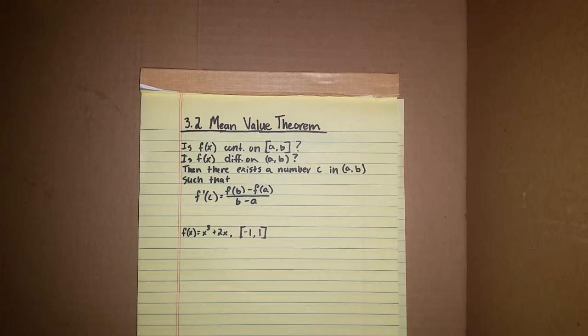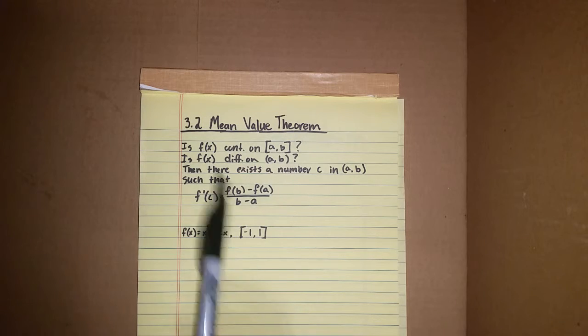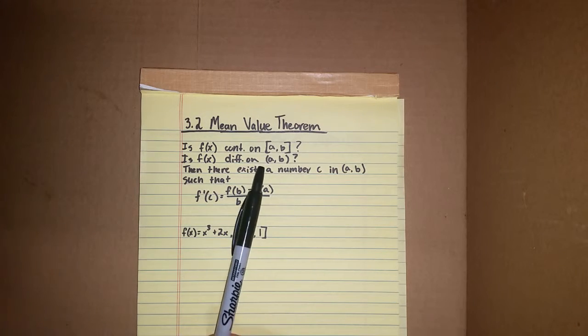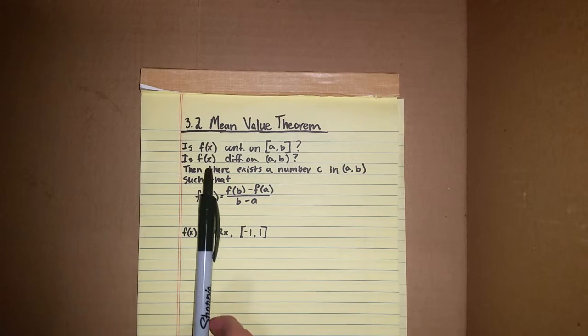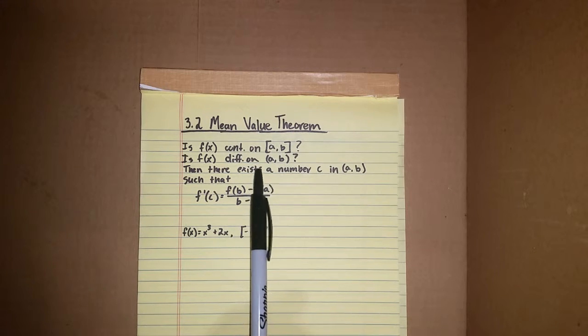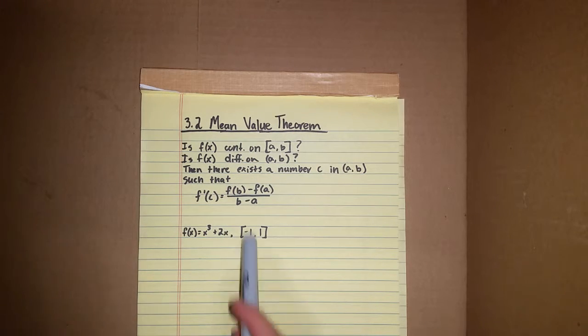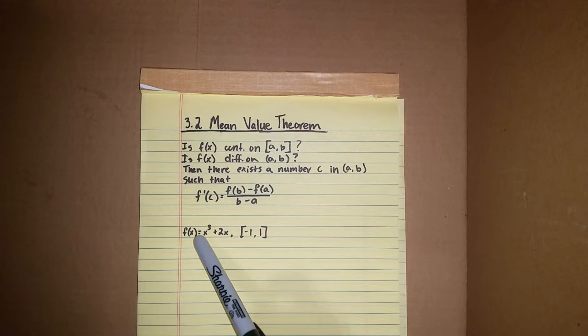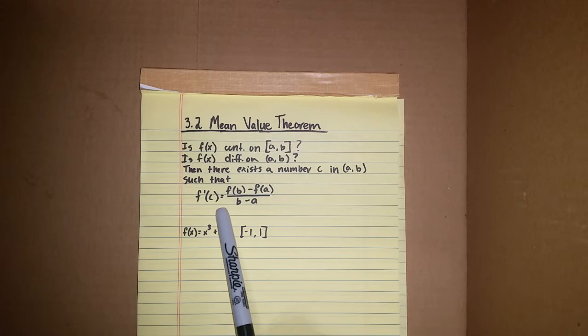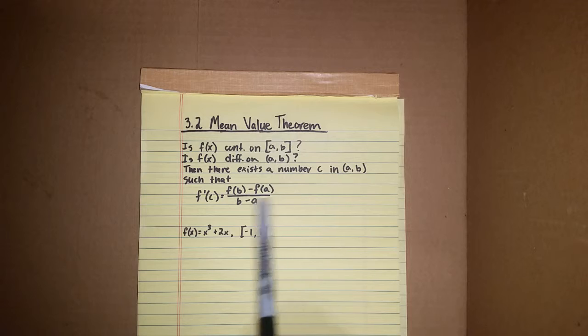Chapter 3.2, Mean Value Theorem. This theorem basically states that if you have a function that's continuous on a closed interval a to b, and if that function is differentiable on the open interval a to b, then there exists a number c in the interval a to b such that the first derivative of the function is equal to f of b minus f of a all over b minus a.